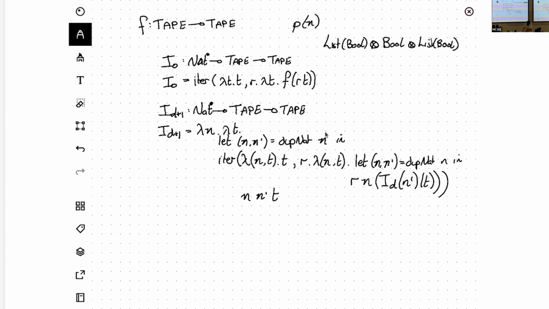Okay, and then you can prove that IDN from tape to tape iterates f n to the d times, right? I think.